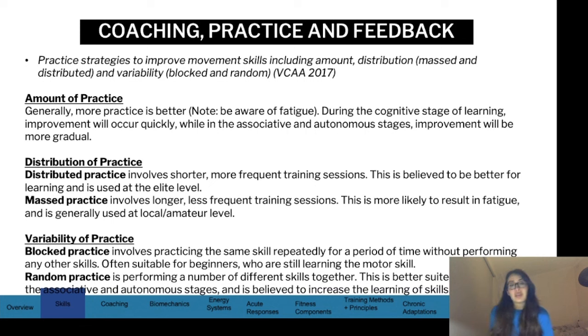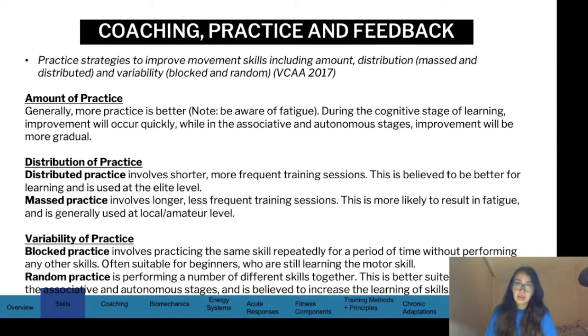In terms of distribution, we've got shorter, more frequent training sessions in terms of distributed practice. And this is better for learning and use at the elite level. So you might have a short 1 hour session as opposed to one big slug of 3 hours of sport a week. For example, if you only have one piano lesson per week, you might have one big 2 hour or 3 hour lesson, which is quite a big slog, right?